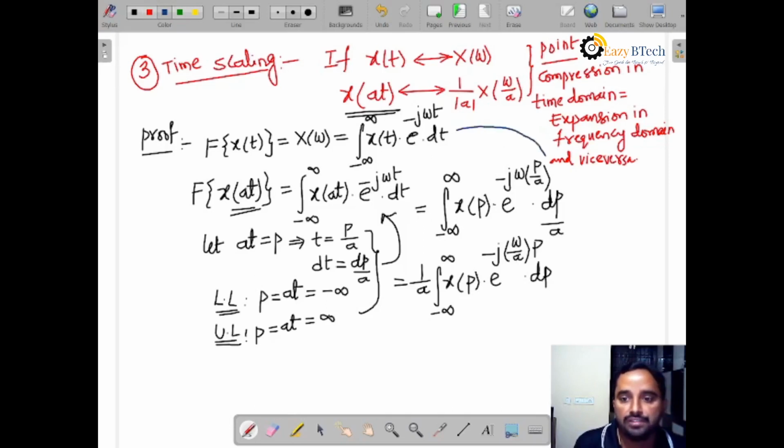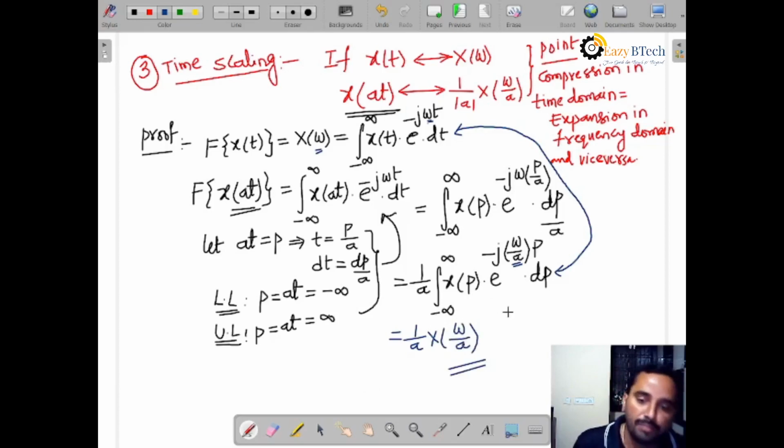Now this integral we compare again with our Fourier transform formula, just to get clarity. By comparing these two, what we can understand is that the formula is almost the same, except in the place of omega we have omega by a. Here we have omega, that is why it is x of omega, understand? But here we have omega by a, therefore the result is 1 by a x of omega by a, right? After comparison, okay.